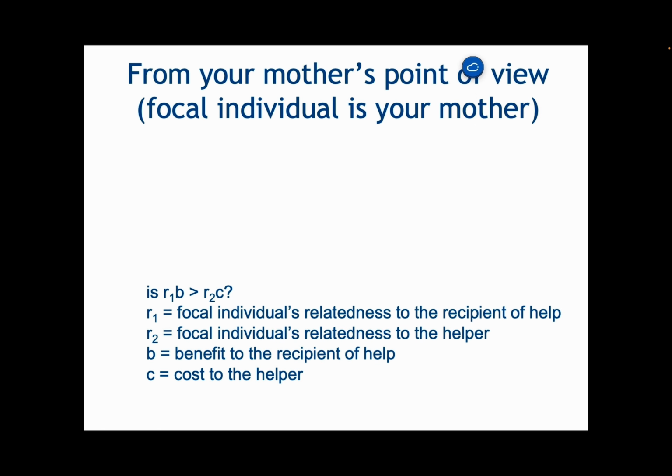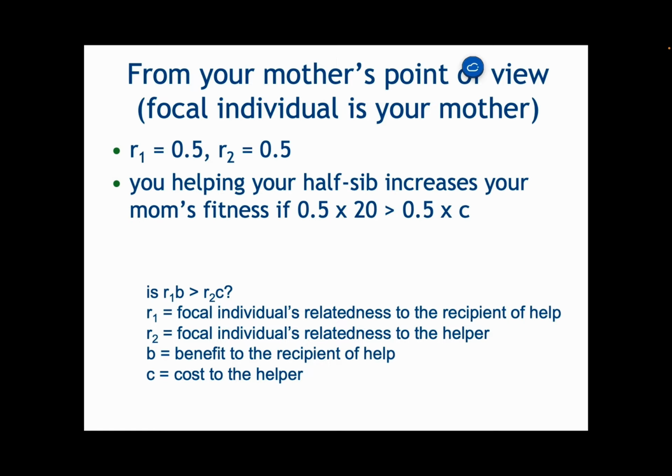Okay, so if the focal individual is your mother, she's also the mother of the individual getting the help. So R sub 1, your mom's relatedness to your half-sister, is the same as R sub 2, your mom's relatedness to you. You're both equally closely related to your mother. From her point of view, each of you is equally valuable. And so from your mother's point of view, she's going to come out ahead so long as this inequality is true, okay?